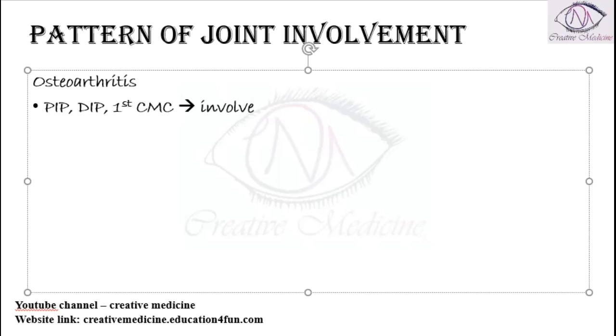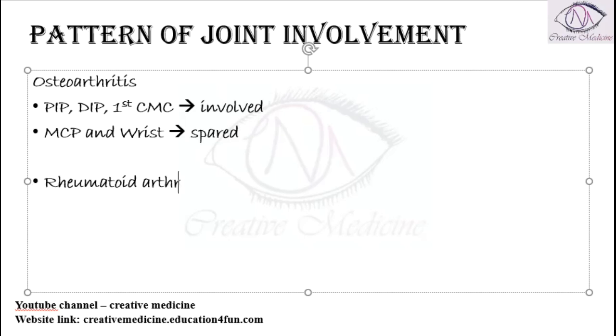Then what is spared in osteoarthritis? In osteoarthritis, metacarpophalangeal joint and the wrist joint are spared. Then the next important is rheumatoid arthritis.